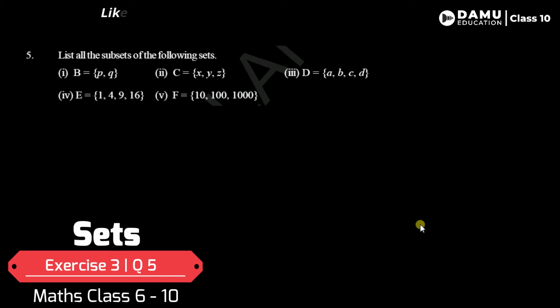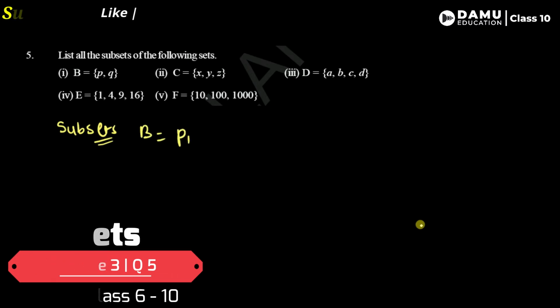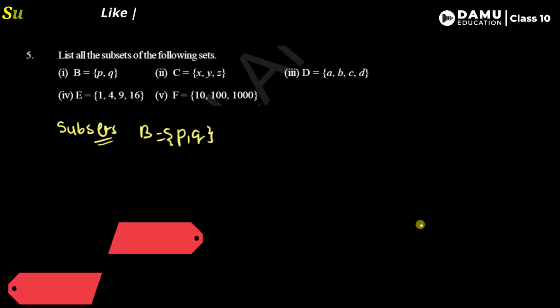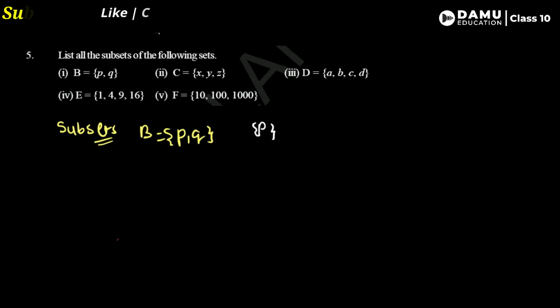So here, first one: list all the subsets. How to write subsets here? Subsets means the elements which are present in this set, divided into small sets. So B is {P, Q}. What are the subsets for this? P is one subset and Q is also one subset. Every set is a subset of itself.